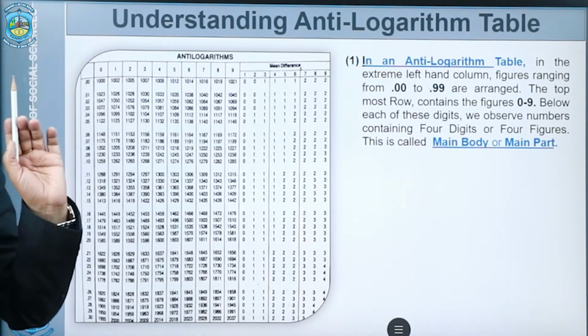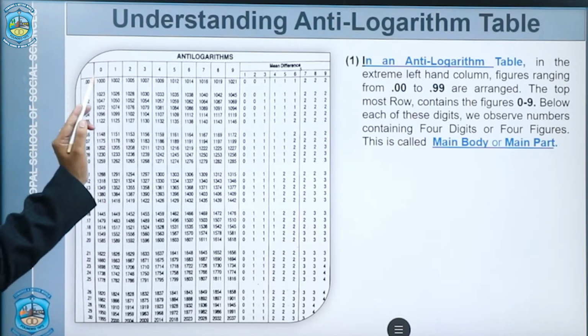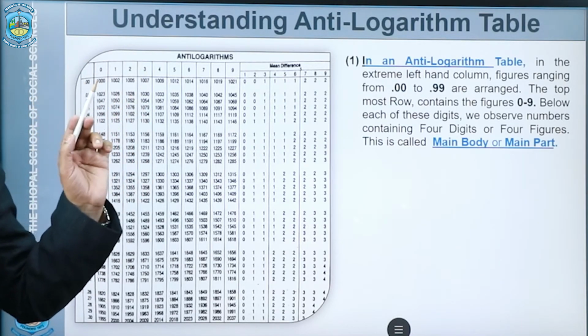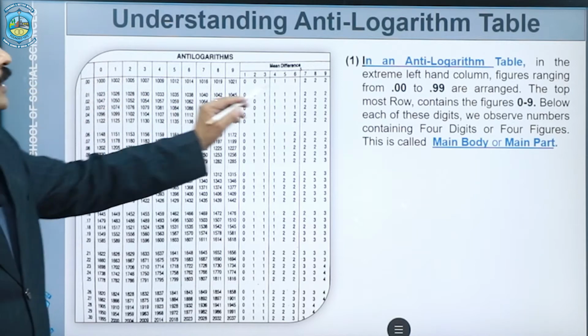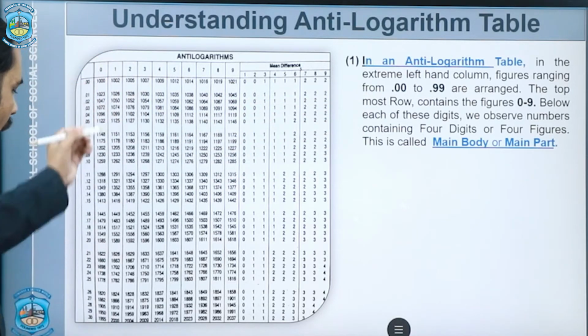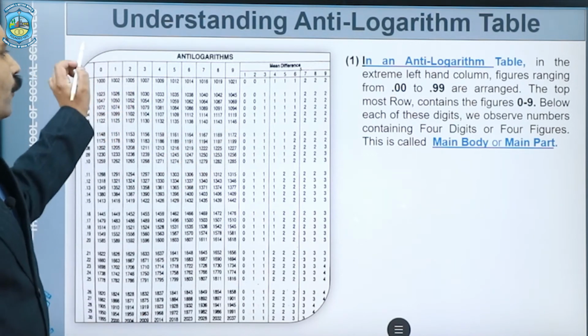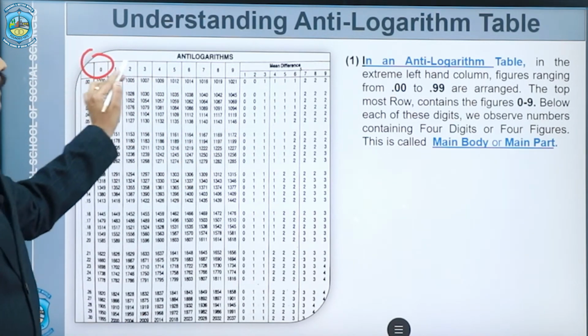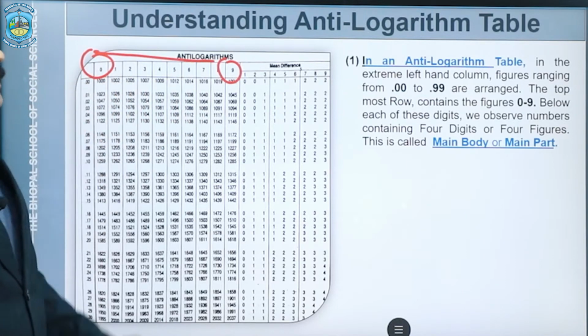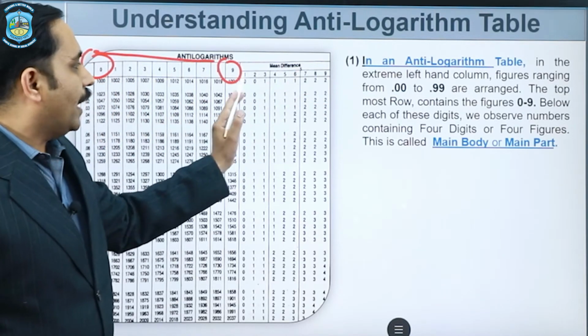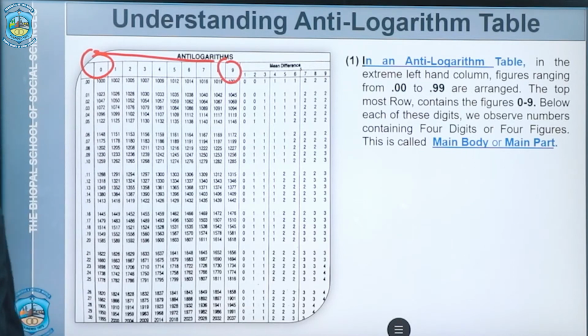But the difference here is that in log values, the values start from 1.0, but here, the values start from 0.00. It will go up till 0.99. Alright? Now, this value from 0 to 9, that is from here 0 to this 9, this is called the main part, and the next value that is from 1 to 9, this is called the mean difference part.